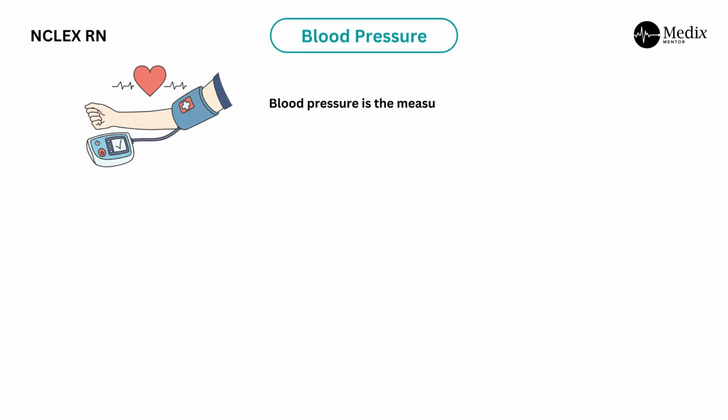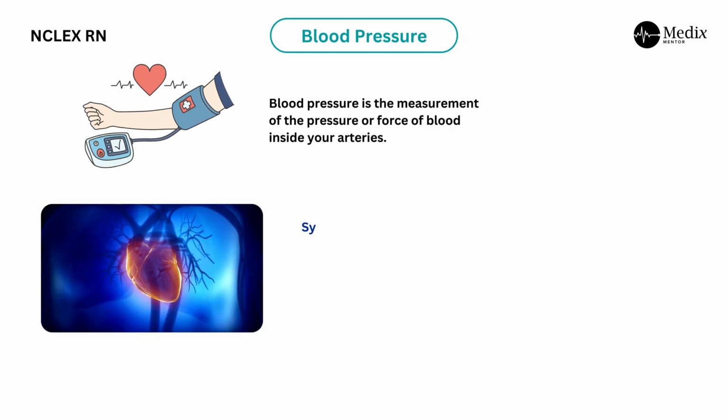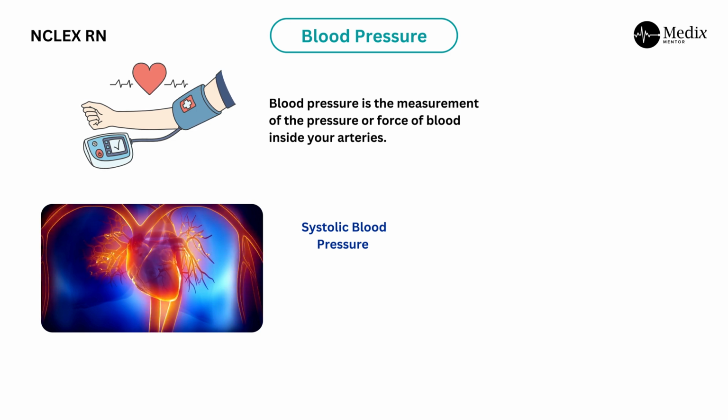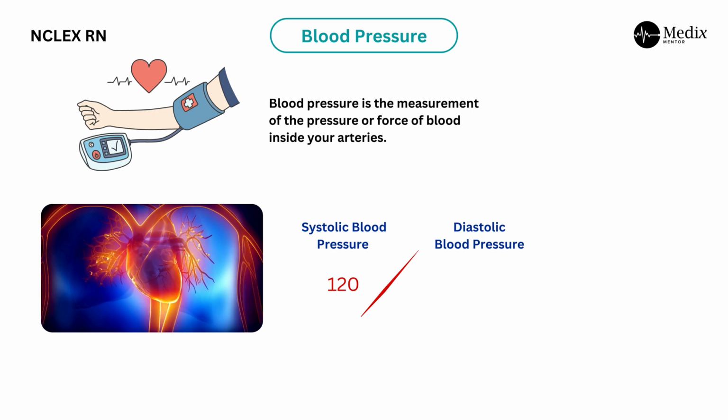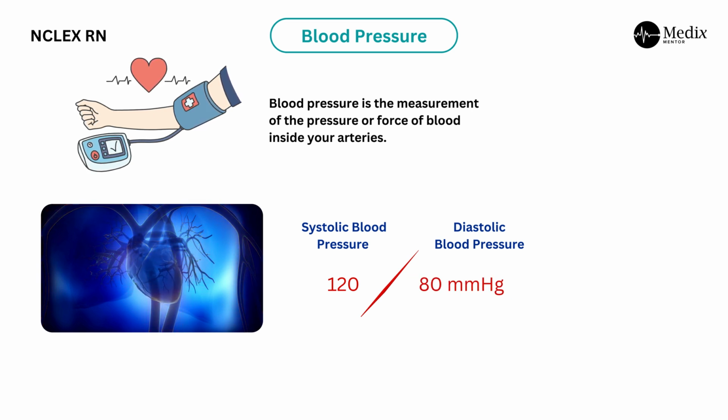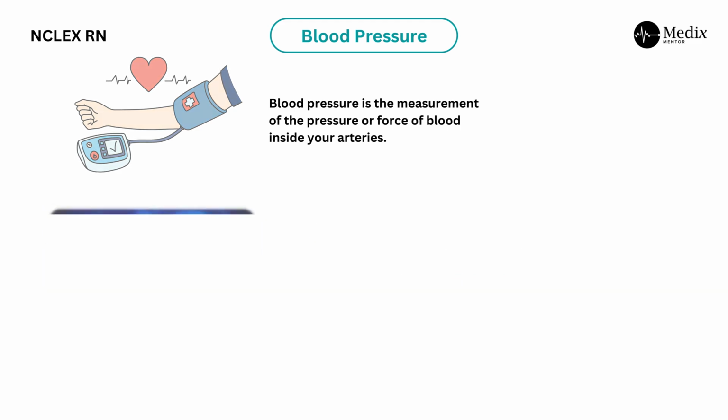Blood pressure is the measurement of the pressure or force of blood inside your arteries. Systolic blood pressure, the pressure exerted when blood is ejected into arteries. Normal systolic blood pressure is 120 mm of mercury. Diastolic blood pressure, the pressure blood exerts within arteries between heartbeats. Normal diastolic blood pressure is 80 mm of mercury.